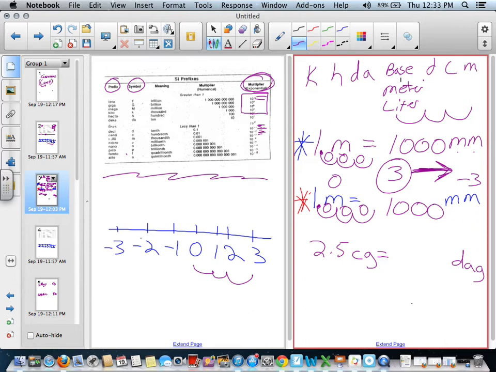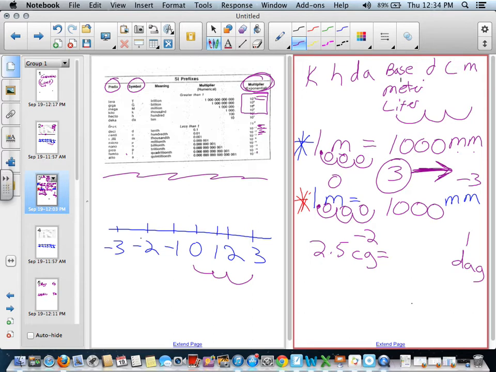So we have 2.5 centigrams equaling how many DAG? So that's decagrams. So we take a look at your chart. The chart for centi is -2. So right, -2 here. On the chart for deca is what? Deca is a 10 to the 1. So now we're going to find out what is the difference between -2 and 1.